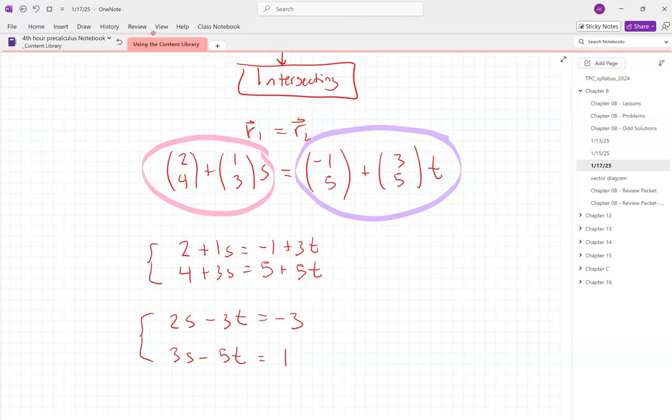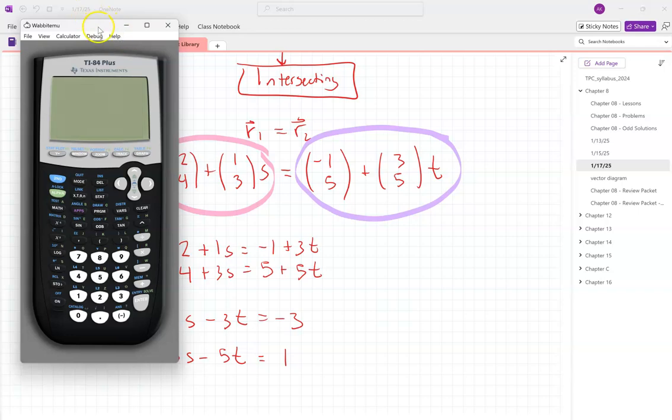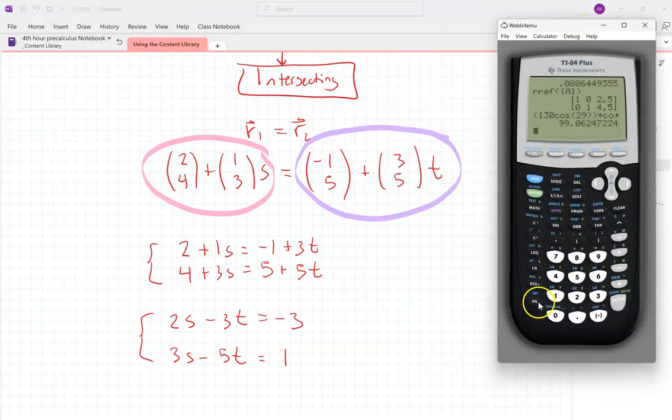Do we feel okay as to what I did there? Okay. Now what I'm going to do is enter this into my calculator. To get this into my calculator, I'm going to press second and then the X to the -1 button, which opens the matrix menu. If you have your calculator and you want to follow along, feel free.